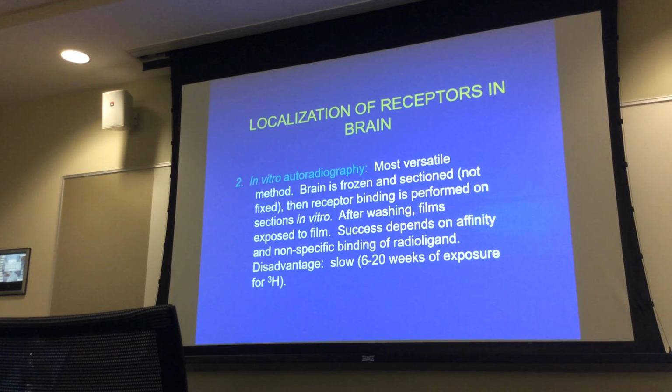It's frozen, sectioned, not fixed, because if you fix it, which is a good way to look at a variety of other things, the receptors won't work. The receptors are denatured and they won't bind anything. But you take these frozen sections and you expose them to the radiolabeled drug, using radiolabeled drug binding just the same way we've talked about before. And you wash the sections and you oppose them to film. And then now you've got these nice films that show you exactly where the receptors are located. This is a big advantage over ex vivo because you don't have to worry about the drug being metabolized.